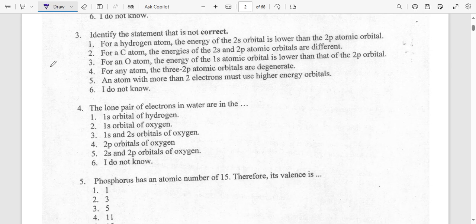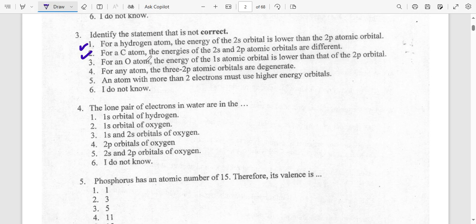Number 3, identify the statement that is not correct. For a hydrogen atom, the energy of the 2s orbital is lower than the 2p atomic orbital. This is correct, as we've just said from the previous one. For a carbon atom, the energies of the 2s and 2p atomic orbitals are different. This is true. It doesn't matter the atom, 2s is always lower than 2p.